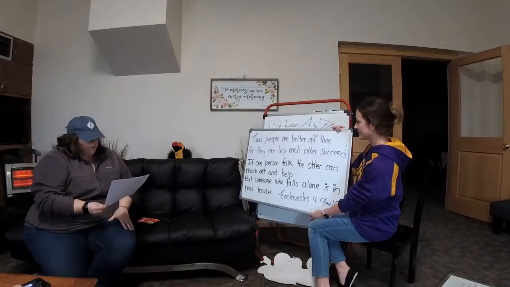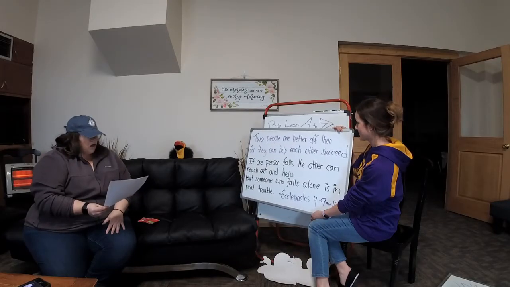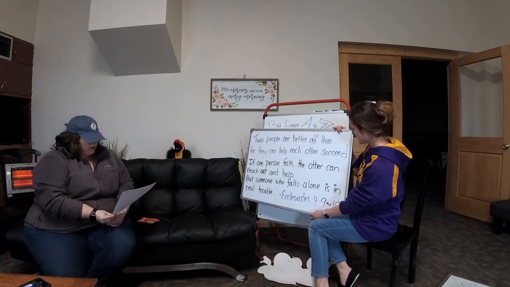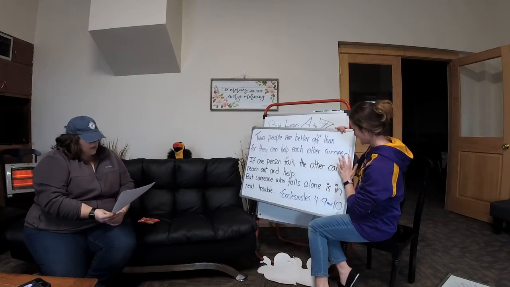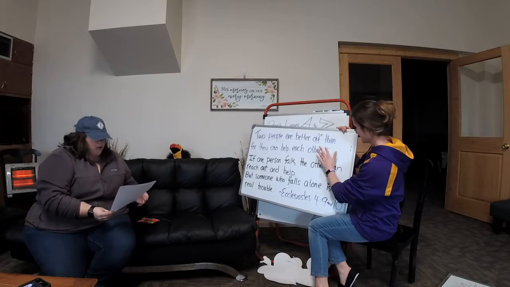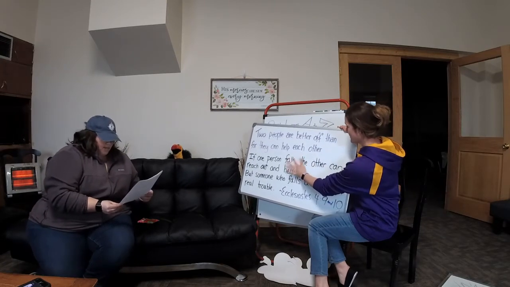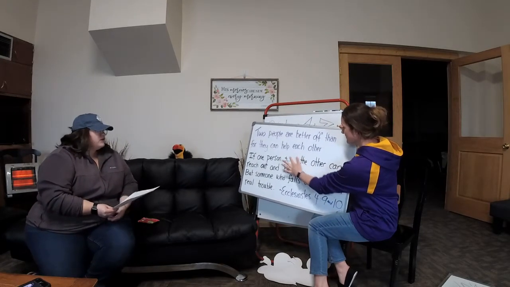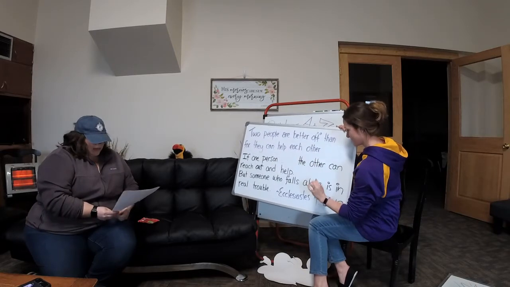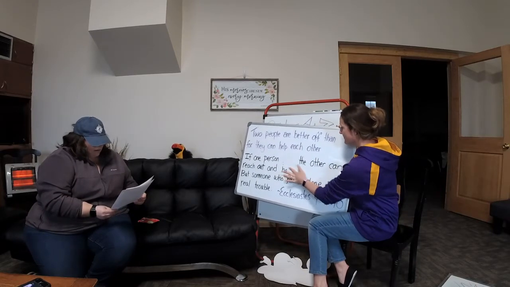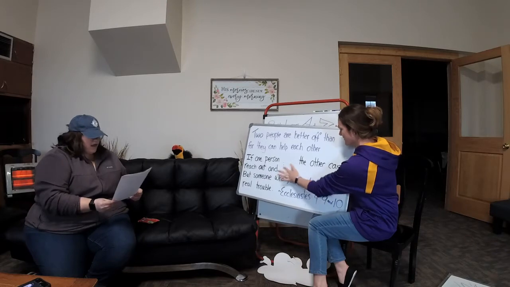Me too. Let's see how well you remember our verse. 2 people are better off than 1, for they can help each other succeed. If one person falls, the other can reach out and help, but someone who falls alone is in real trouble. Ecclesiastes 4, 9 through 10. Great. How about we try again?